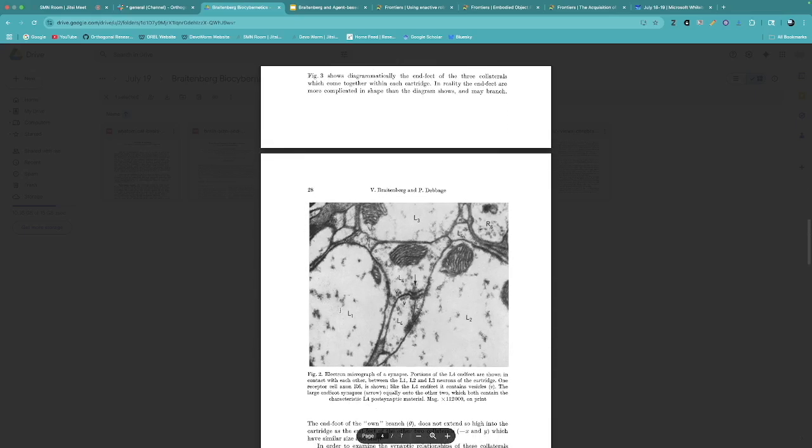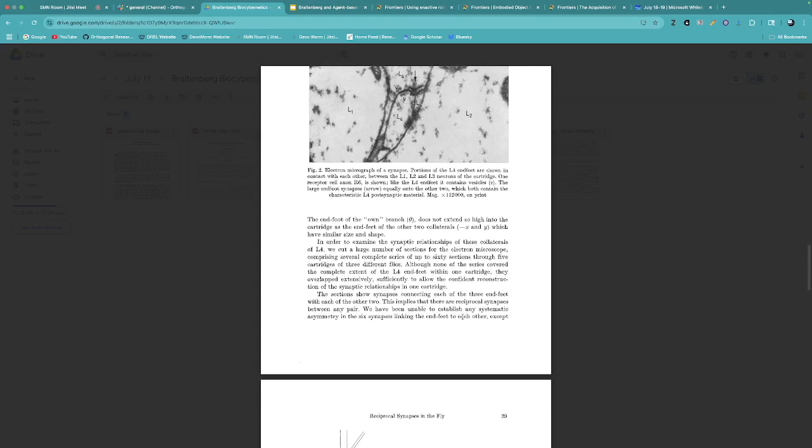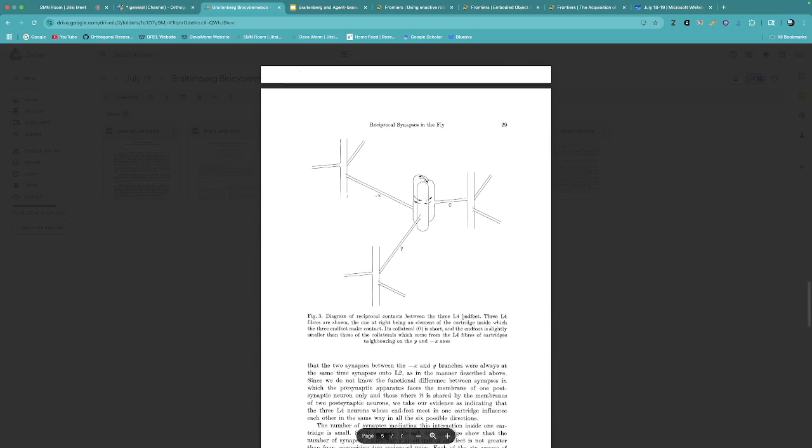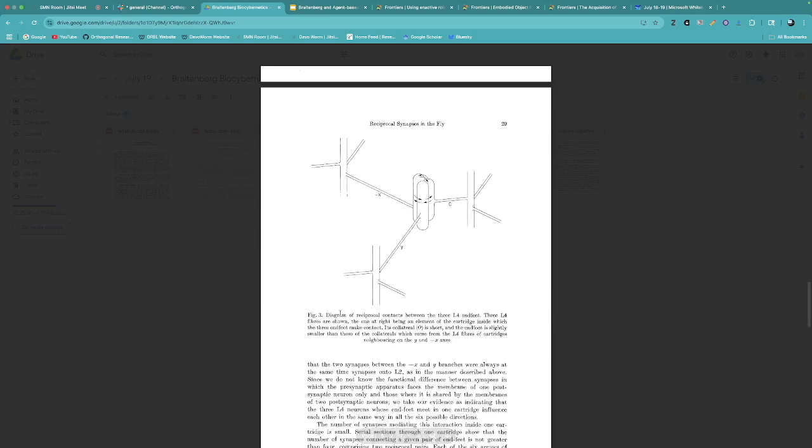So this is an electron micrograph of a synapse, where you see the different structures. They're pretty well resolved. And he's labeled L3, L4, R6. The receptor cell axon is R6. The neurons are L3 and L4. And you can see the connections here. L1 and L2 are over here. So he gets through the neuroanatomy, talks about the connectivity. He has this diagram of reciprocal contacts between L3, L4 end feet. And so this just shows what the cartridges look like.